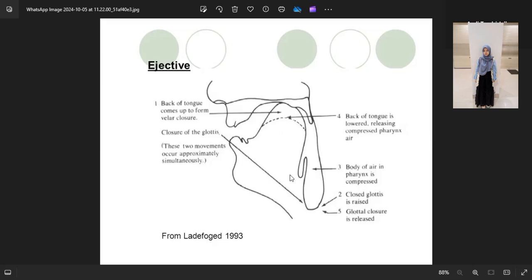Okay, that's all for my explanation about the topic of glottalic. The topic about velaric will be explained by my friends.